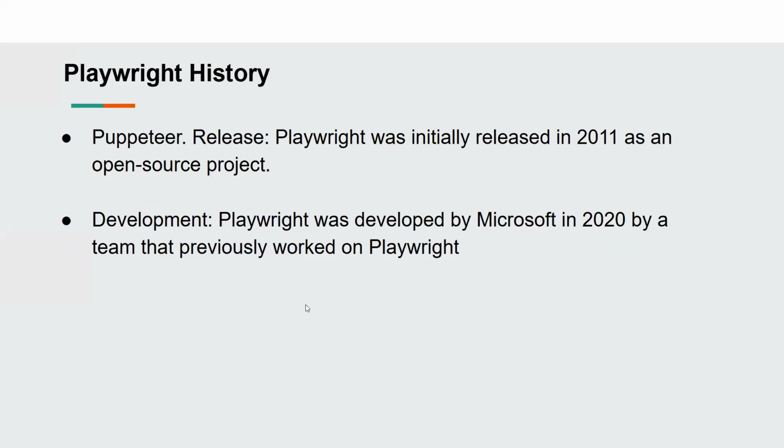Yeah, thanks, Prabhu. So Playwright, when it started, was called Puppeteer. It was standalone; a few people started developing it in 2011 as the first open source project. Later, in 2020, Microsoft acquired the whole team and renamed that tool to Playwright. So this is a brief history of it.